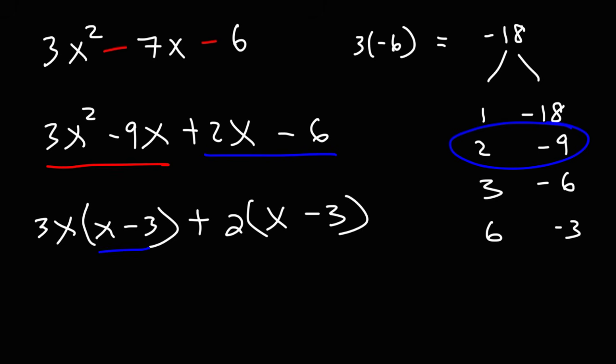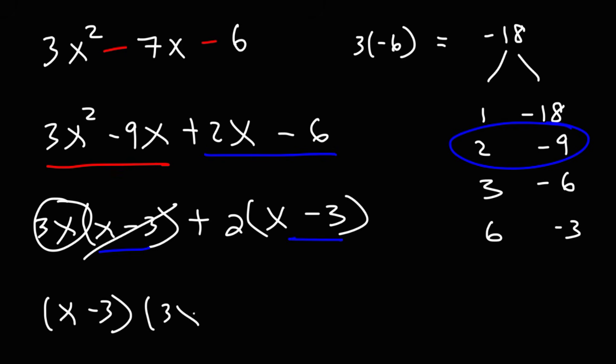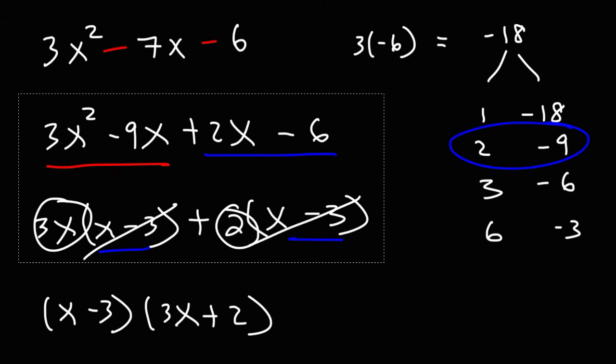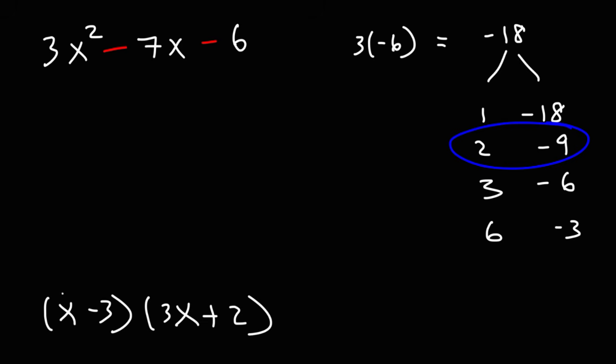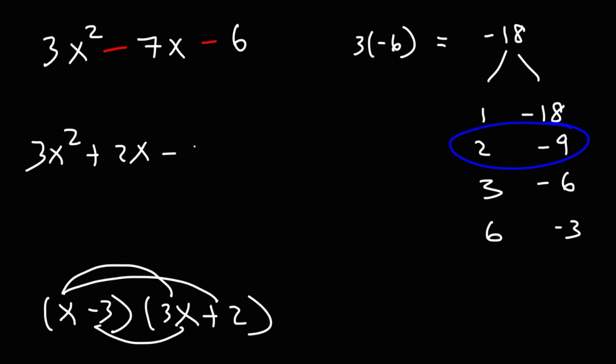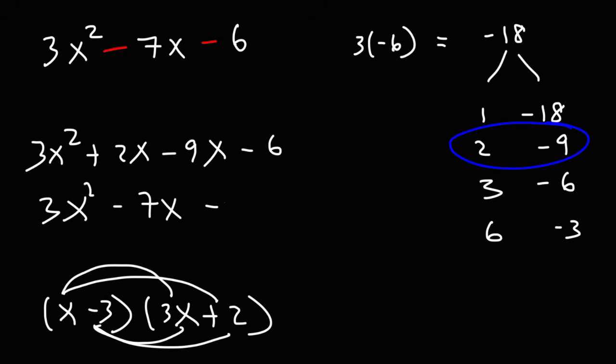Next, let's factor out x minus 3. So if we take out x minus 3 in the first term, we're going to have 3x. And then if we take it away in the second term, we're going to have 2. So this is the answer. X minus 3 times 3x plus 2. And just to check it, x times 3x is 3x squared. X times 2 is 2x. Negative 3 times 3x is negative 9x. Negative 3 times 2 is negative 6. And then 2x minus 9x is negative 7x. So we start with the original expression.